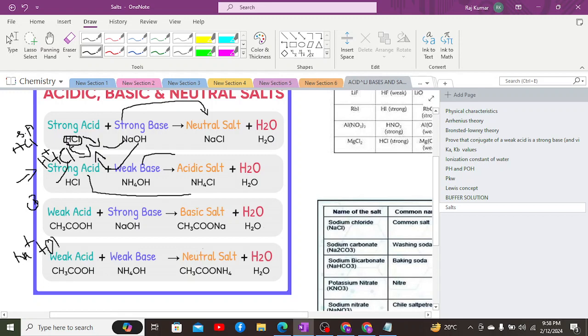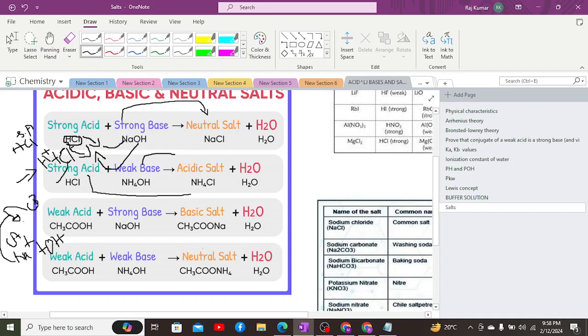Now here in this case, sodium ion is basically a conjugate acid. Now when the conjugate acid and conjugate base combine together, they produce a molecule known as an ionic compound. Conjugate acid comes from the base, and conjugate base comes from the acid, due to which, when conjugate acid and conjugate base combine together, they produce a compound known as salt.